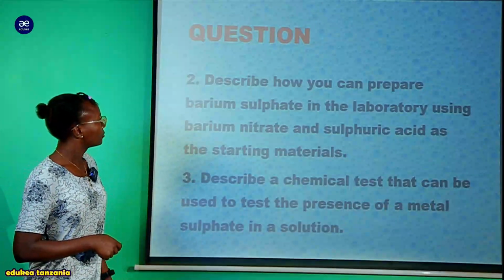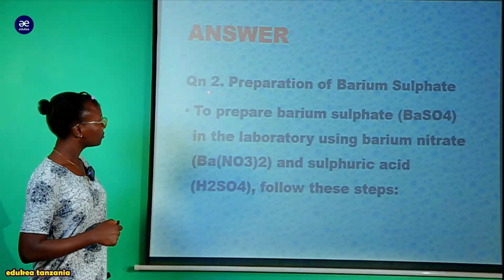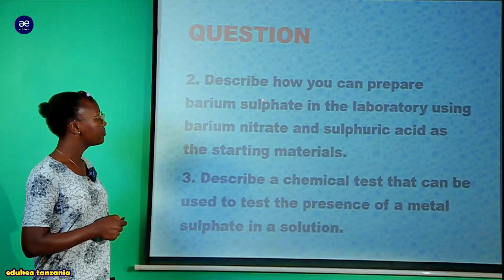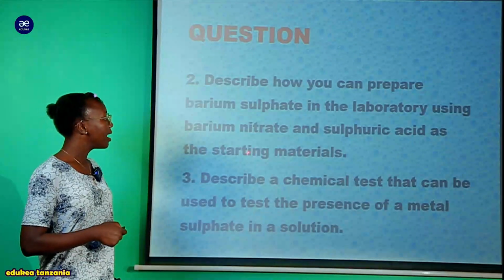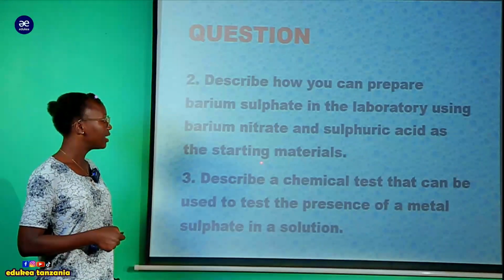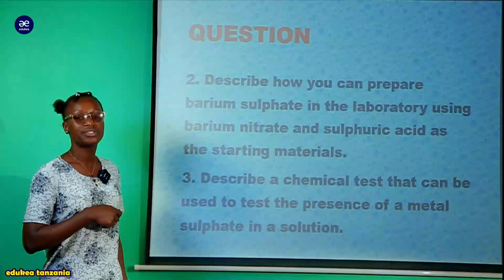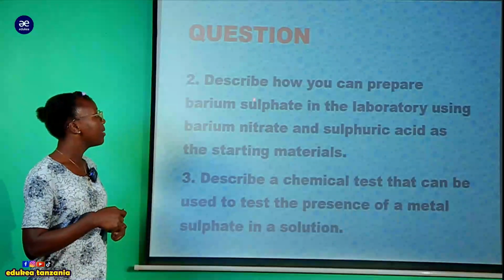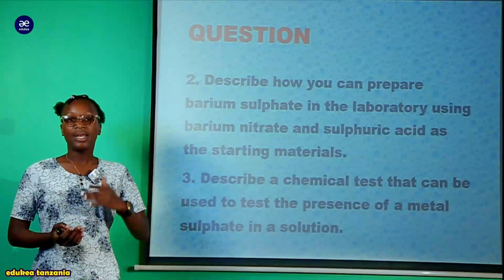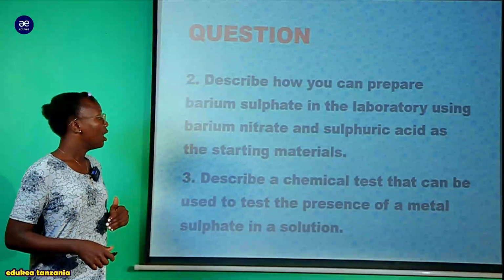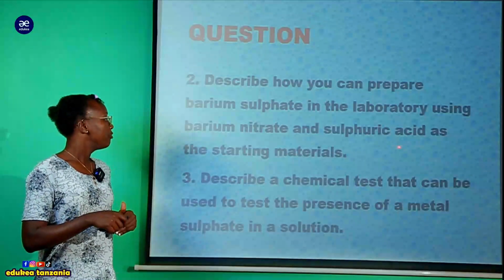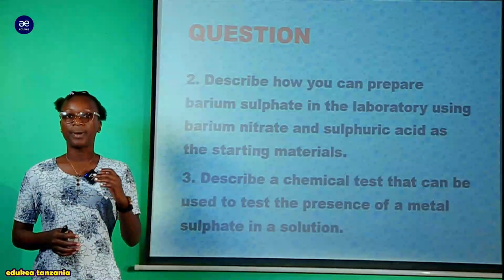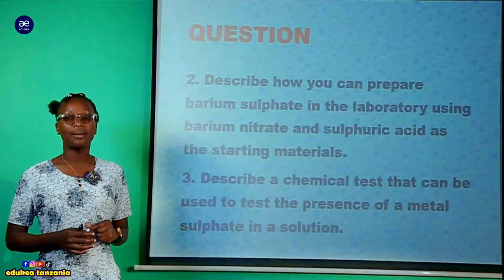10.3. Okay, as you see here, question number 2 states: describe how you can prepare barium sulfate in the laboratory using barium nitrate and sulfuric acid as a starting material. Kwamba uelezeni kwa namna gani unavyoweza kufanya preparation ya barium sulfate kwenye laboratory setting, lakini amekuambia kwamba using the barium nitrate and sulfuric acid as a starting material, kwamba ndo material ambayo utayatumia kufanya reaction zako, kufanya practical, so you are able to prepare the barium sulfate.